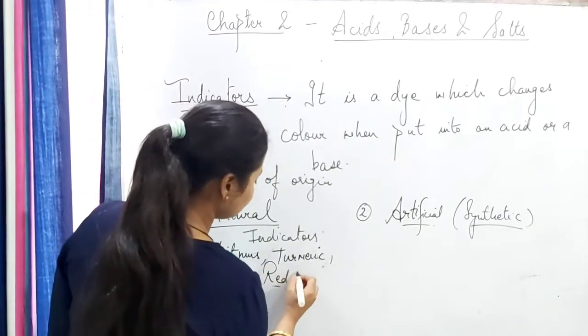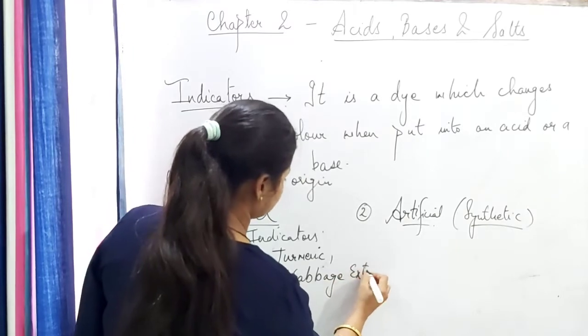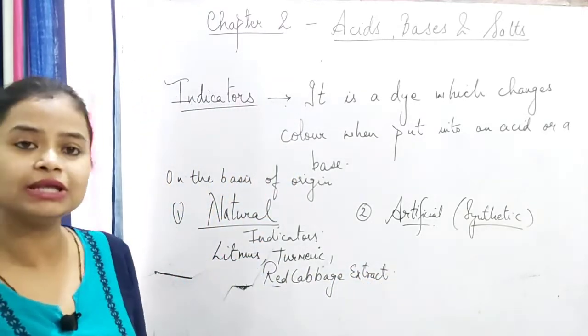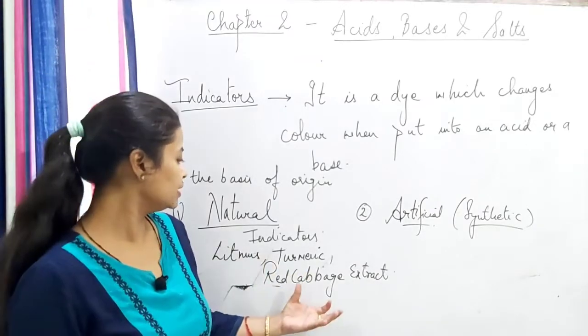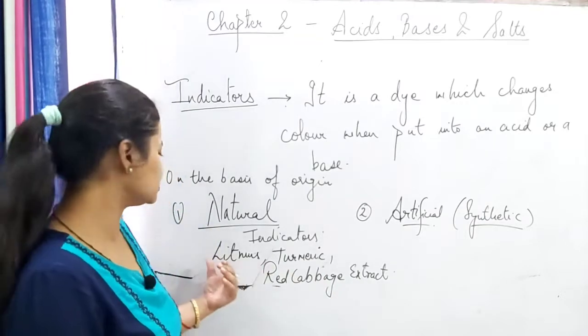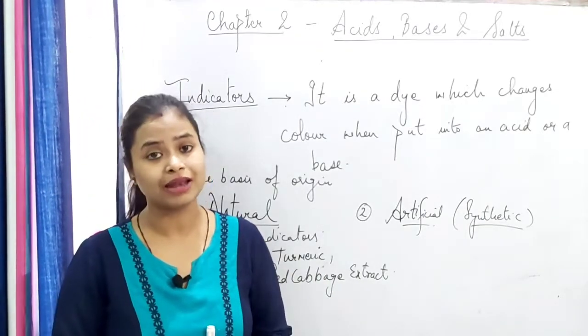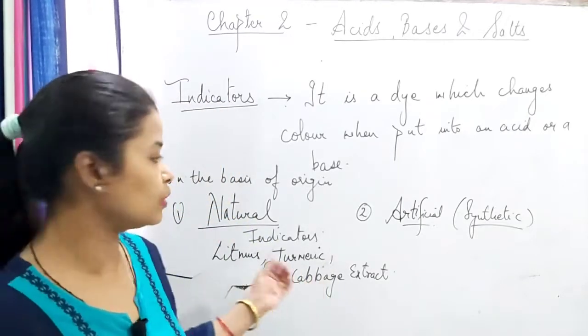Then red cabbage extract. This is also a natural indicator. So we have seen three examples for natural indicators: litmus, turmeric, red cabbage extract. Litmus is the most common indicator which is used in our laboratories as well. We'll see a little bit in detail about it.